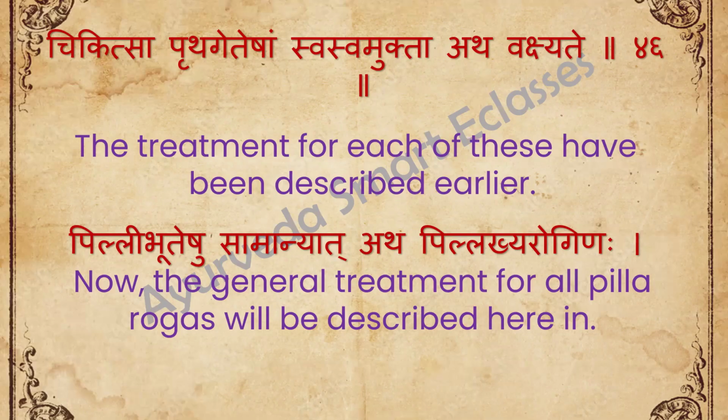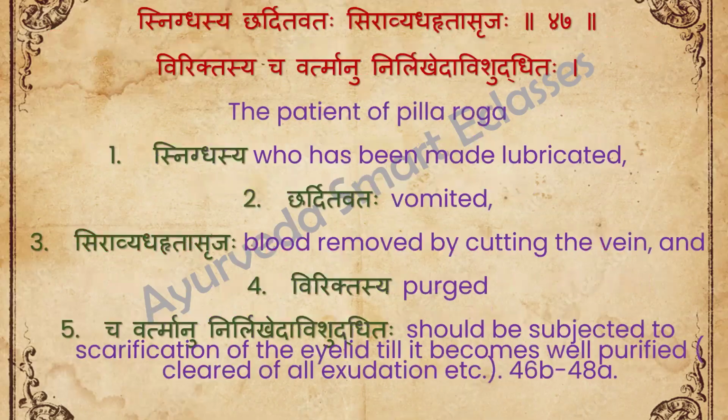Pilla Bodeshu Samanya Ada Pillakya Roginaha. Now the general treatment for all Pilla Roga will be described here. So we are going to talk about the general treatment. Snigdasya Chardidavadaha Siravyada Hridasrajaha Viriktasya Cha Vartmanu Nirliged Avishuddhidaha.